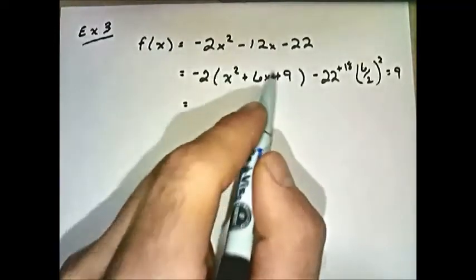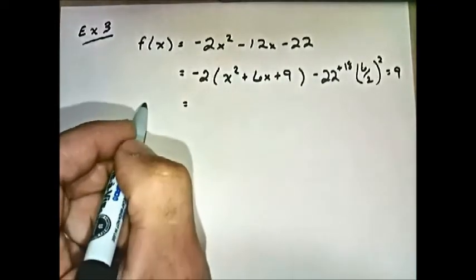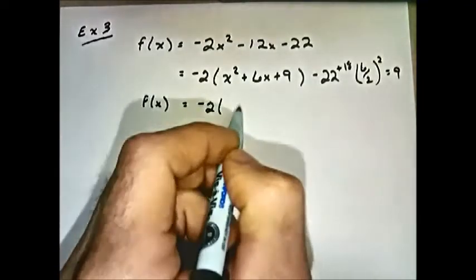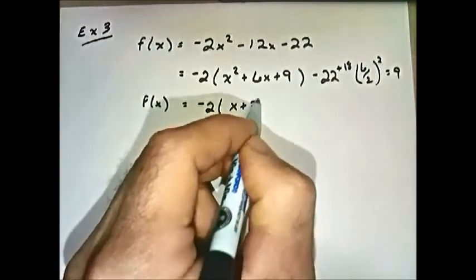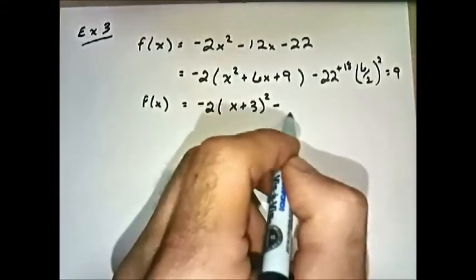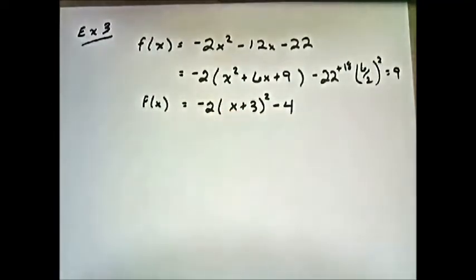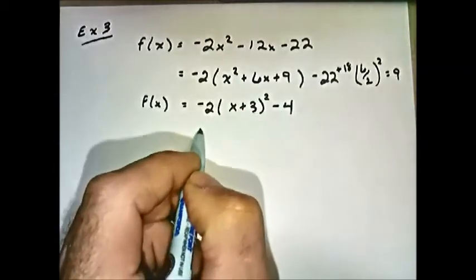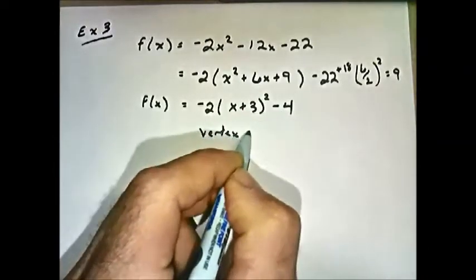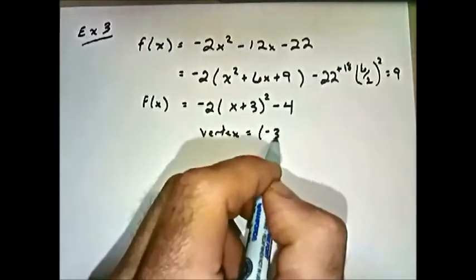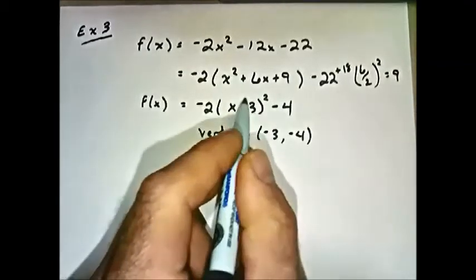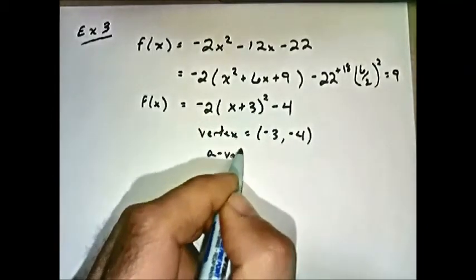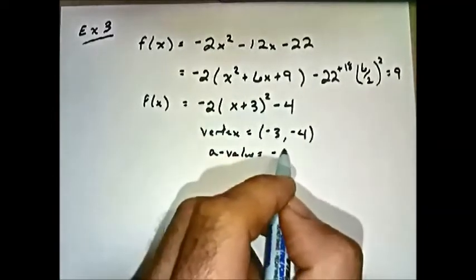Factoring the trinomial and simplifying my constants, I now have f of x equals negative 2 times the quantity of x plus 3 squared minus 4. I now have it in vertex form. So my vertex is equal to negative 3, negative 4, again the opposite of this positive 3, and my a value is equal to negative 2.